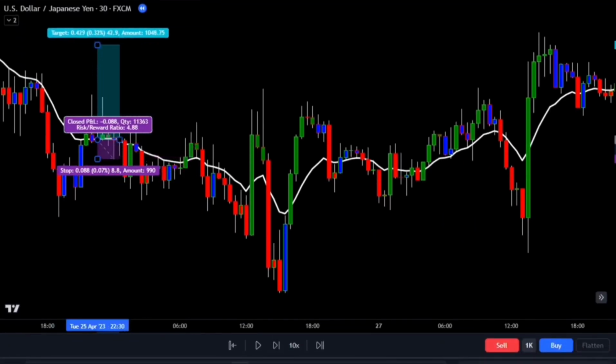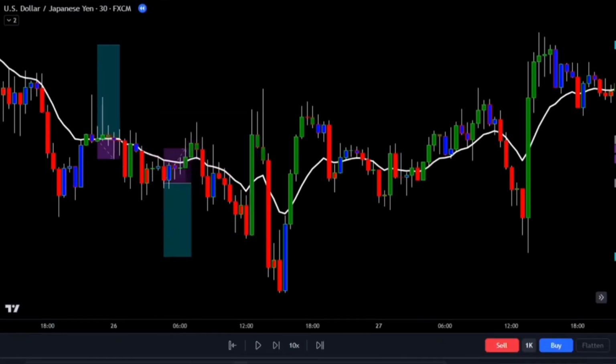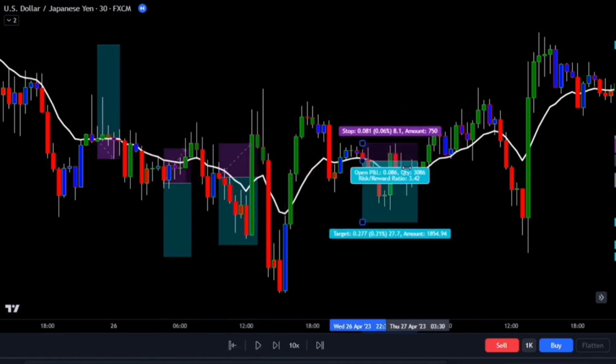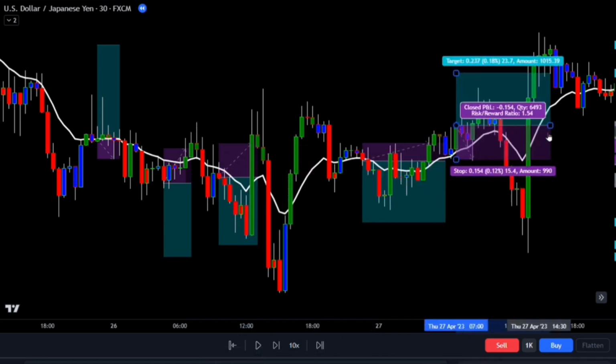However, before executing any trades, it is crucial to pay attention to some important rules to avoid false signals and improve your accuracy up to 95%.